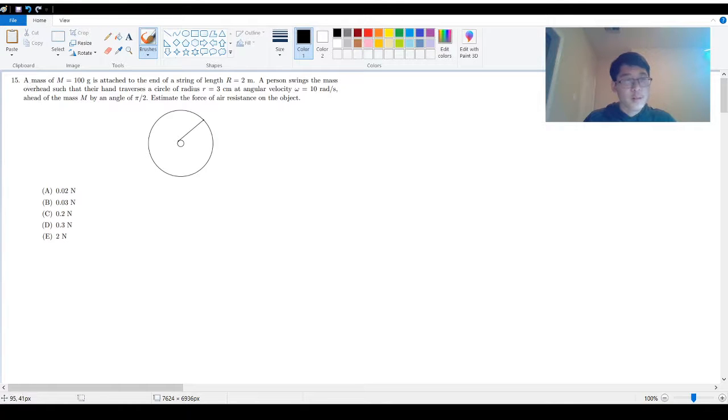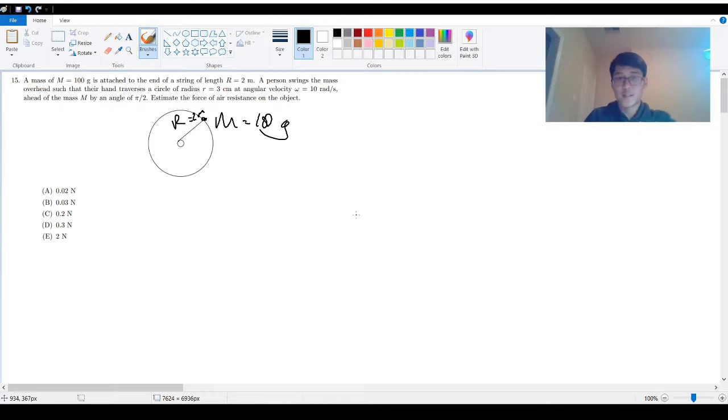The question reads: a mass of M equals 100 grams is attached to the end of a string right here, so I'll call this length R is equal to 2 meters. A person swings the mass overhead such that their hand traverses a circle of radius r equals 3 centimeters at angular velocity omega equal to 10 radians per second, ahead of the mass m by an angle of pi over 2. Estimate the force of air resistance on the object.